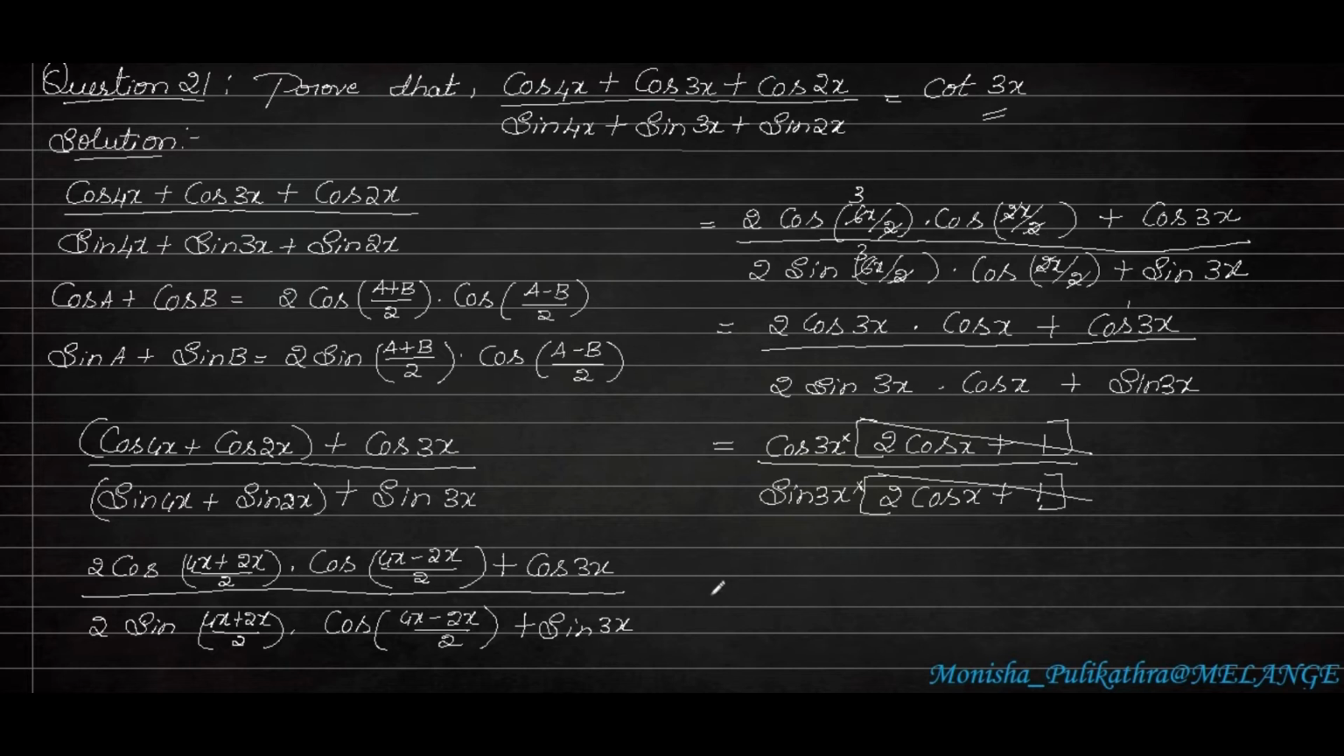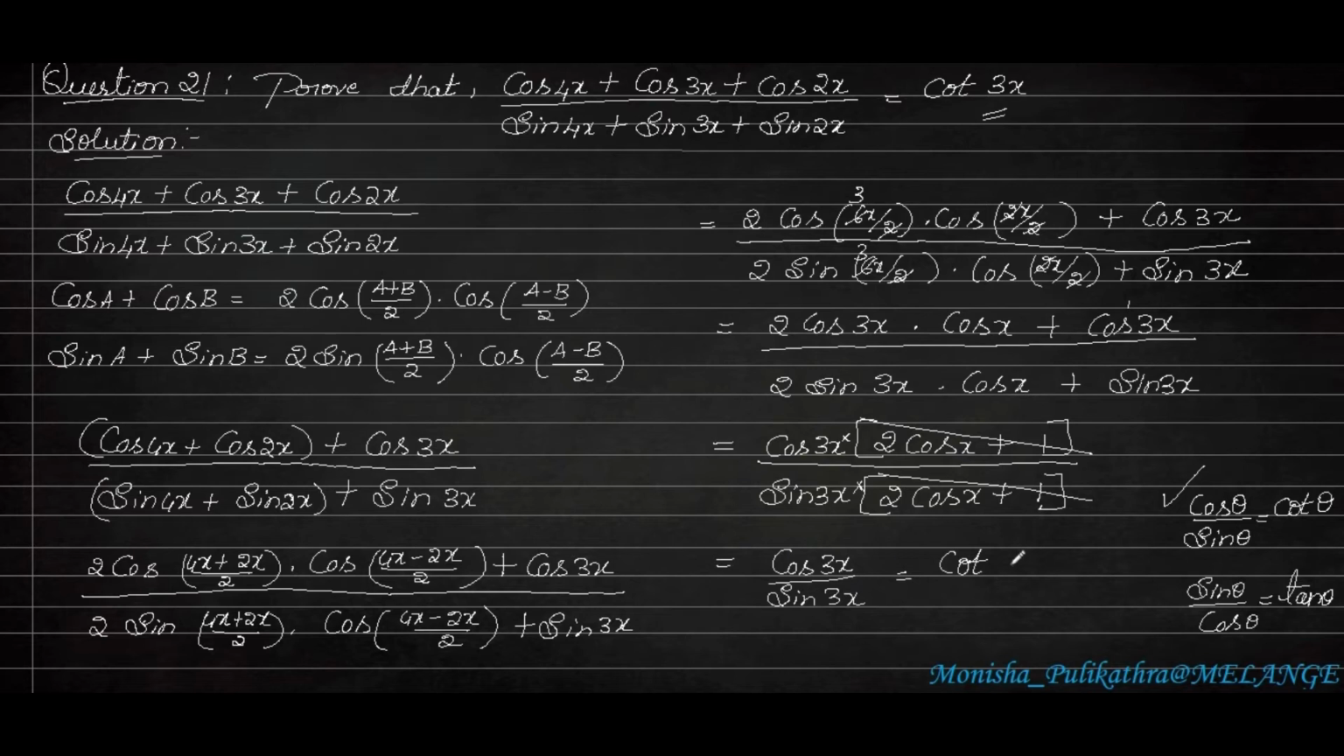So we can cancel it. So remaining will be cos 3x divided by sin 3x. So in trigonometric ratio, there is a value called cos theta by sin theta. So cos theta by sin theta is equal to cot theta, and sin theta by cos theta is equal to tan theta. Okay. So here cos theta by sin theta, it is in the form of this ratio.